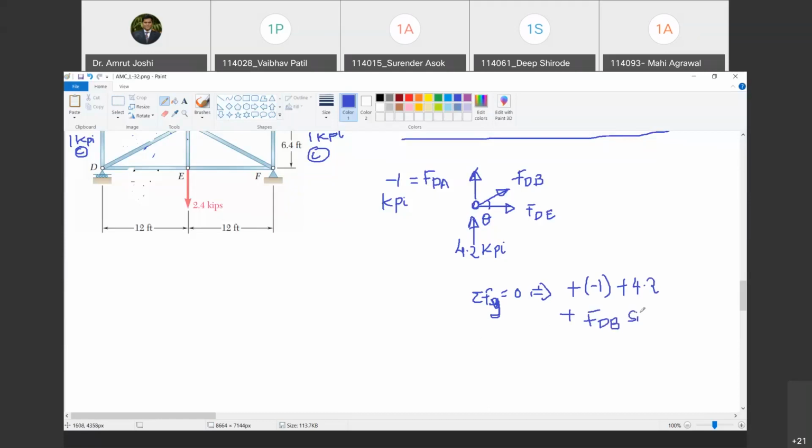sine of 28.07. Happy? Yes, sir. Ensure your calculator is in degree mode and then tell me the value of FDB. So how much is FDB? FDB therefore is now going to be equal to this 3.2 will go on other side, will become -3.2, upon sine 28.07. Tell me how much is that? So -6.8 kPi.